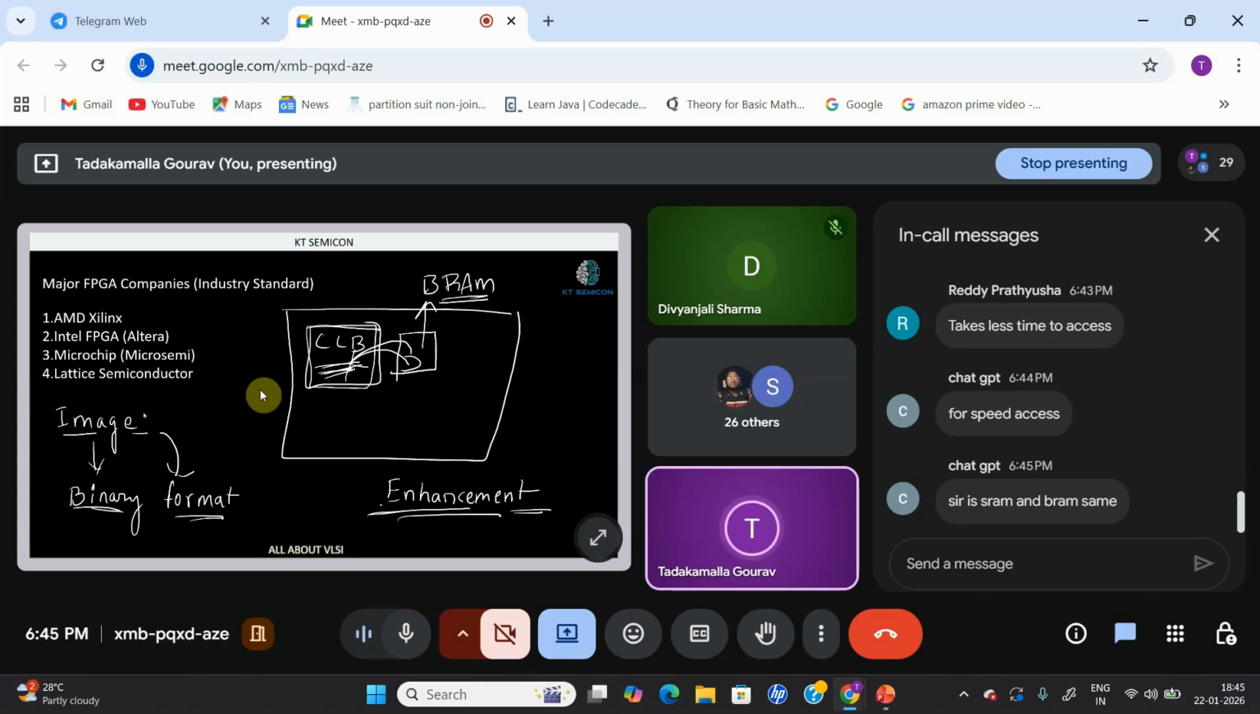Is the example clear? No, SRAM and BRAM are different. BRAM is block memory, which is present inside the FPGA itself.